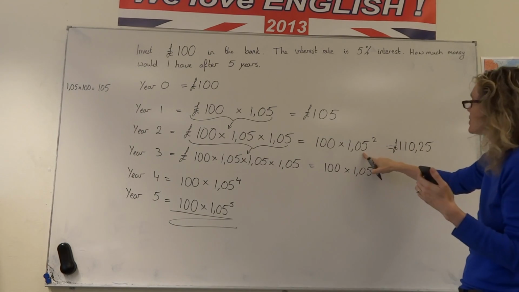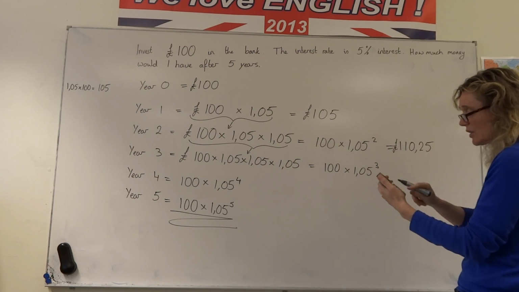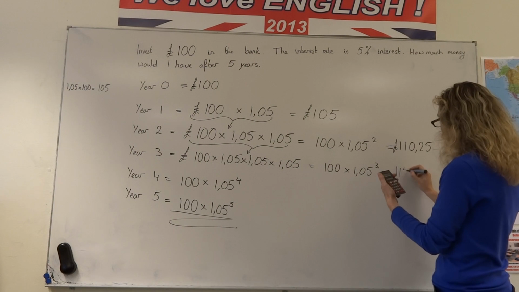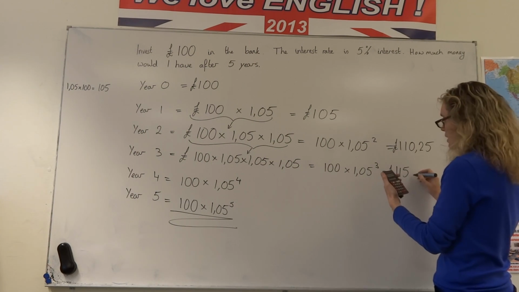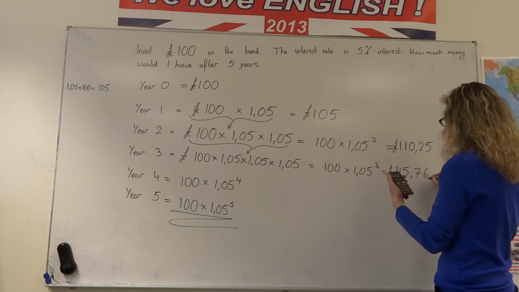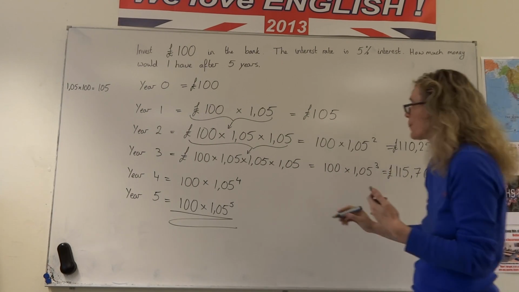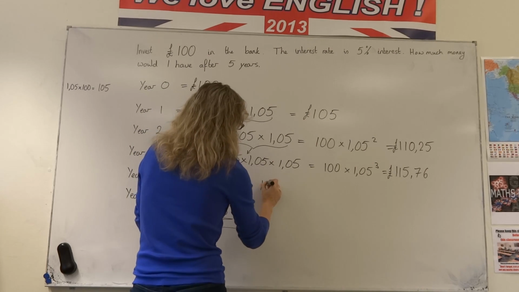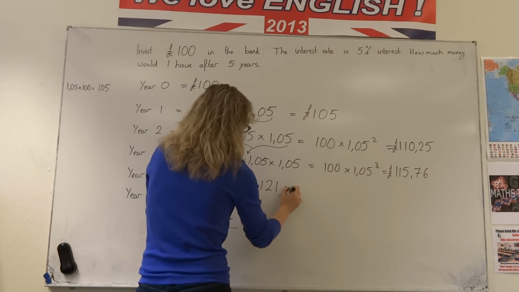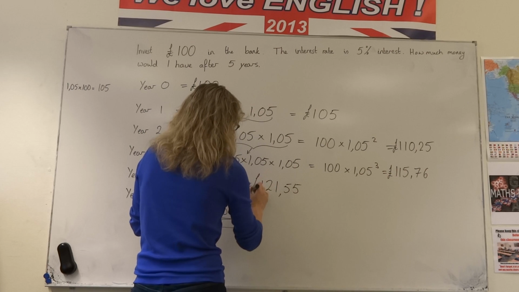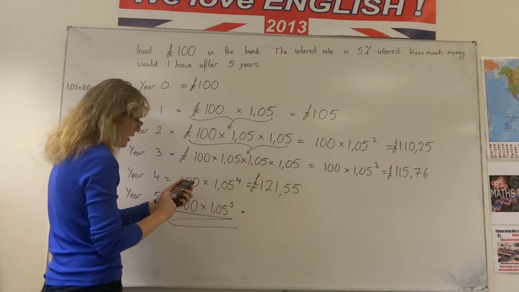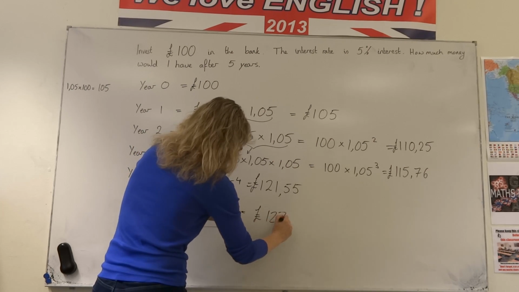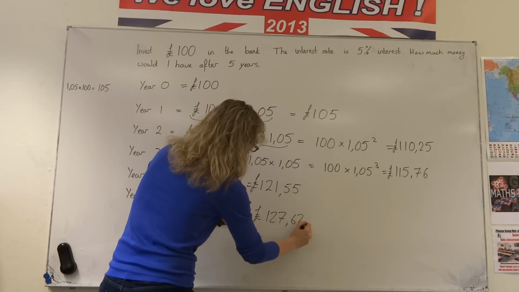So it's not a lot, but there is a change. It's not just £110, it's £110.25. Year 3, we'd get £115.76. Year 4, we'd get £121.55. And year 5, we'd get £127.62.